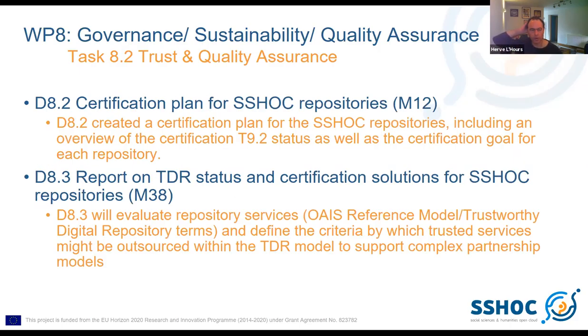So we've already provided one deliverable, D8.2, certification plans for SHOC repositories. There's an overview of the certification status of the current repositories and a goal for each repository as well. That might range from an existing repository that has Core Trust Seal or a prior certification and helping them renew. It might be getting the Core Trust Seal for the first time, but there's obviously a range of maturity issues to consider here.